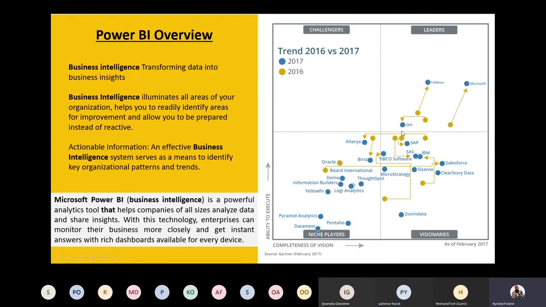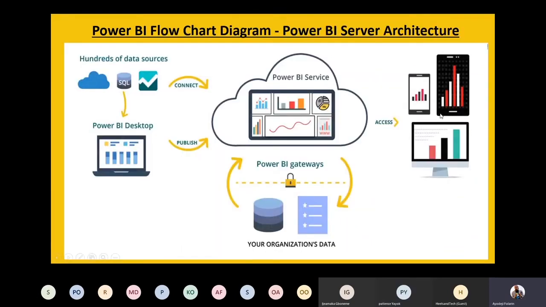So let's go to the next important part of our meeting today. We want to look at the Power BI flowchart diagram. Now, when we talk about Power BI, let's understand the architecture behind this. Number one, Power BI can help you connect to over 200 data sources out there.